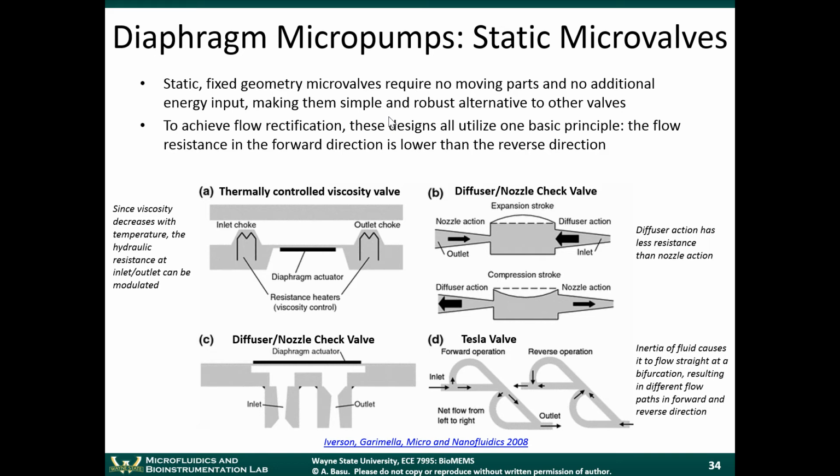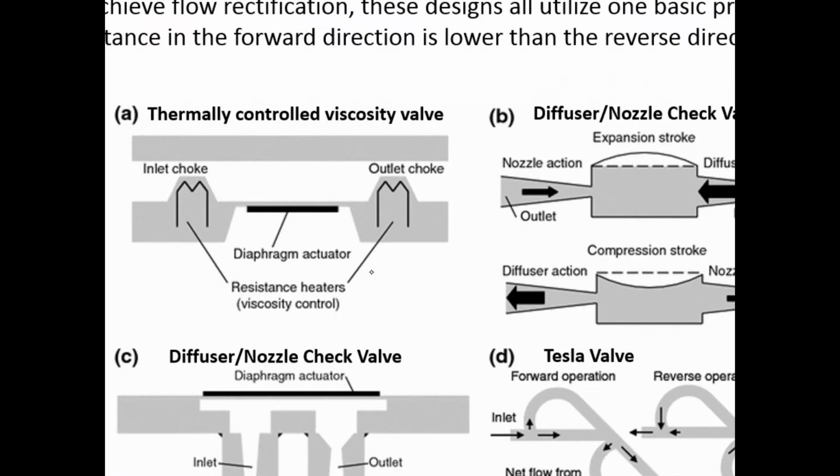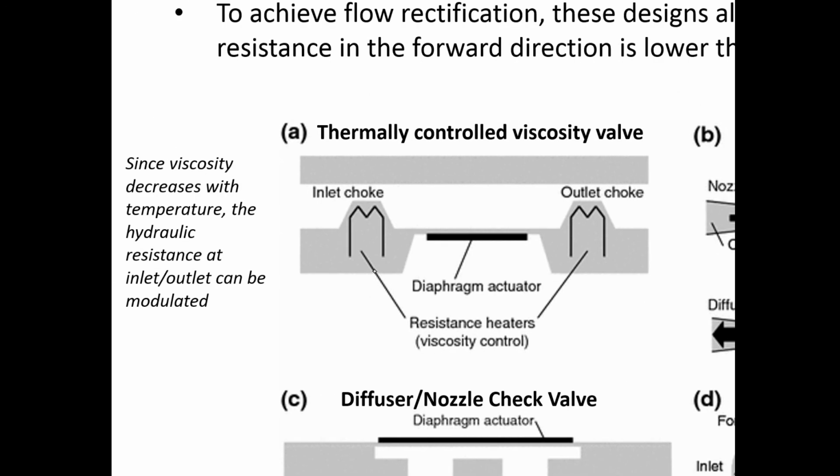So how do these things work? In order to get flow rectification, so in order to get this bidirectional movement of the diaphragm and convert it into unidirectional flow, all these designs use one basic principle. The flow resistance in the forward direction is lower than in the reverse direction. So a few different examples here. Let's just look at these in order. This is what's called a thermally controlled viscosity valve.